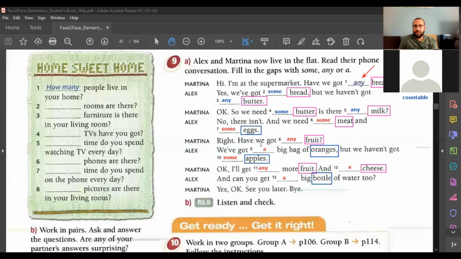Right. Have we got any fruit? We have got a big bag of oranges, but we haven't got any apples. Okay, I will get some more fruit. And cheese. Wrong here. Some cheese. Okay. And can you get a big bottle of water too? Okay, here. Yes, okay.